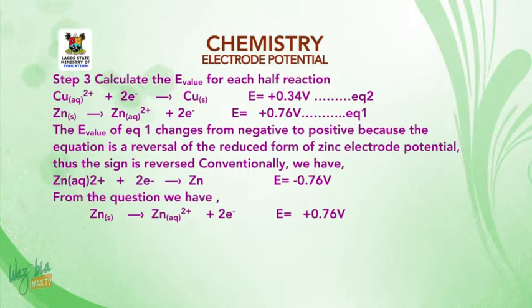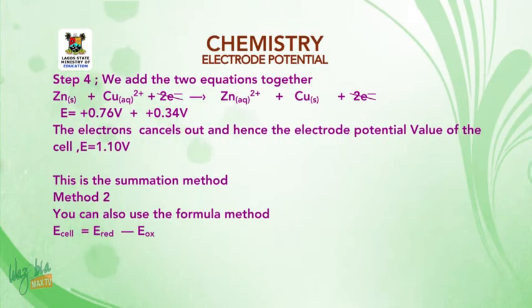Now the E value of equation 1 changes from negative to positive because the equation is a reversal of the reduced form of the zinc electropotential. Thus, the sign is reversed. Therefore, when we add the two equations together, we have Zn plus Cu2 plus to give us Zn2 plus plus copper. Then the E value will be plus 0.76 plus 0.34. The electrons cancel out, and hence the electropotential value of the cell is 1.1 volt. This is the summation method.